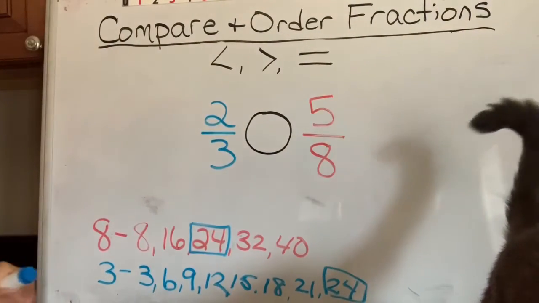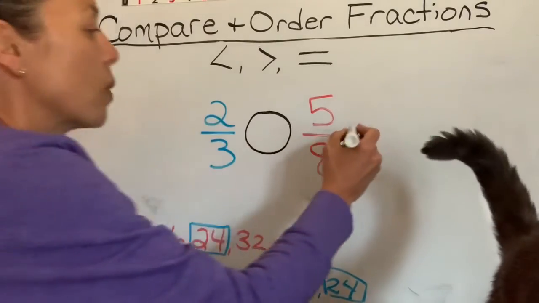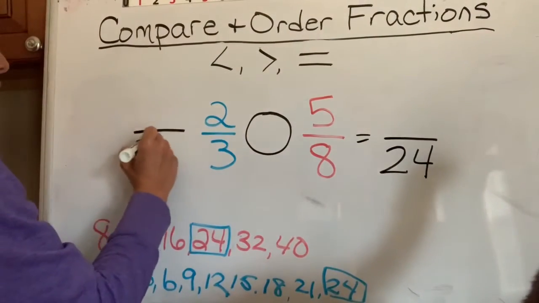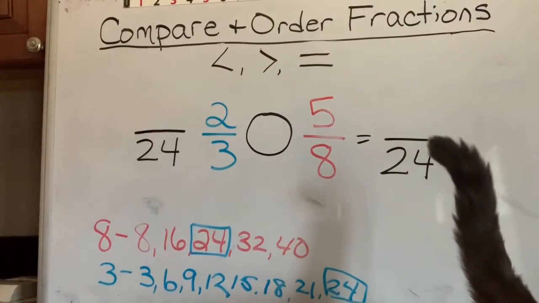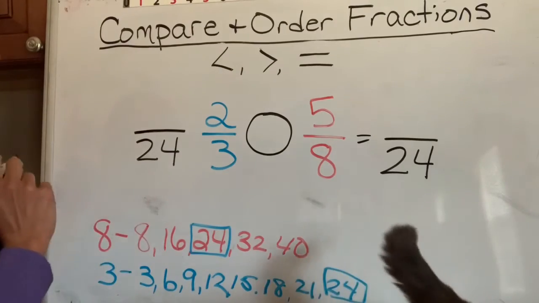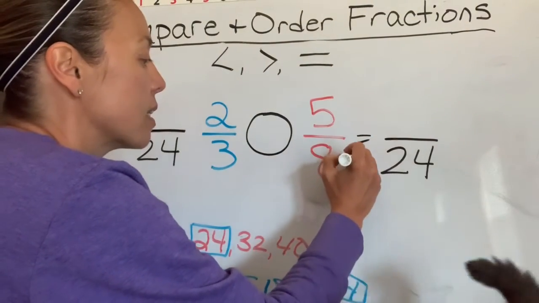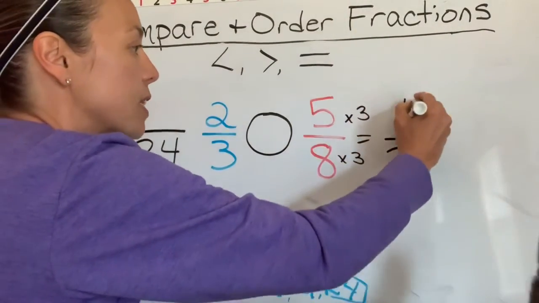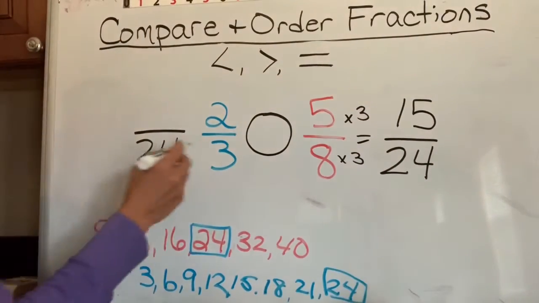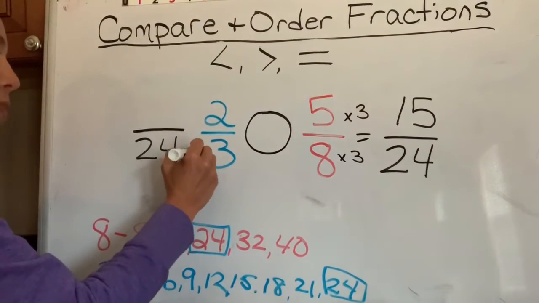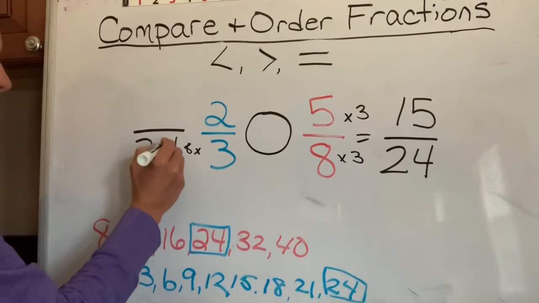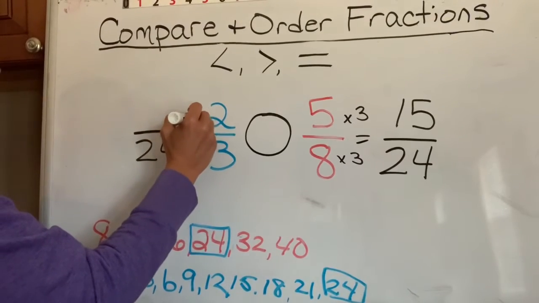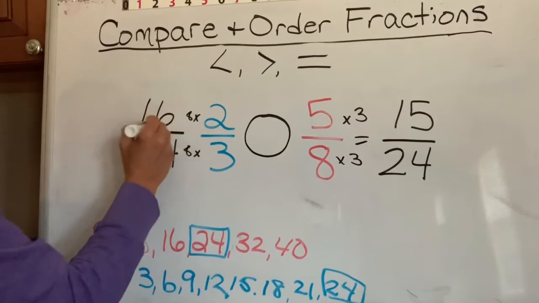All right, so we know that the common denominator is 24. So we're gonna go to each side right here and we have 24. So we are going to look, and we know that 8 times 3 is 24. So 5 times 3 is 15. Let's come over here. We can kind of work backwards. We can say 3 times 8 is 24, or 24 divided by 8 is 3. So let's go 3 times 8 is 24. 2 times 8 is 16.